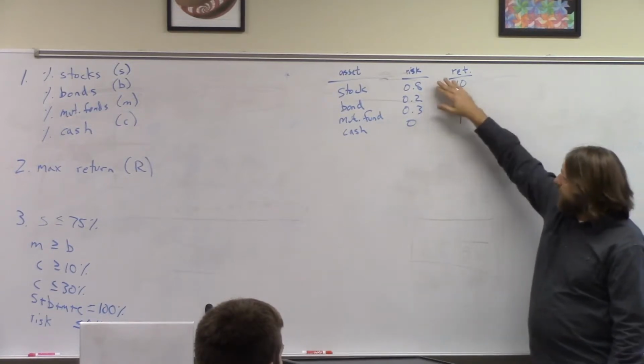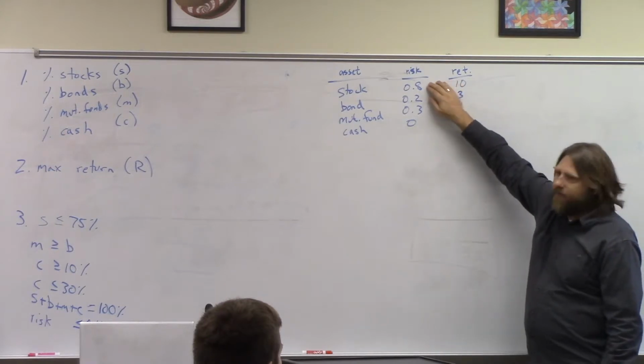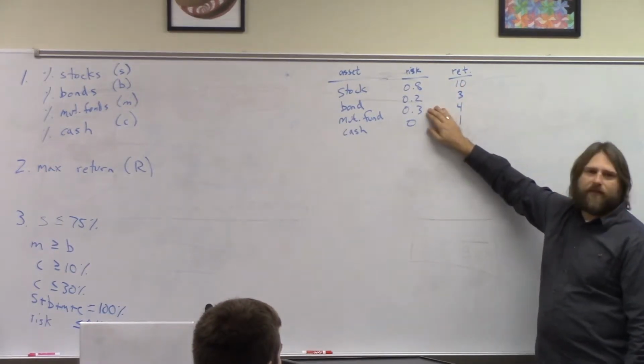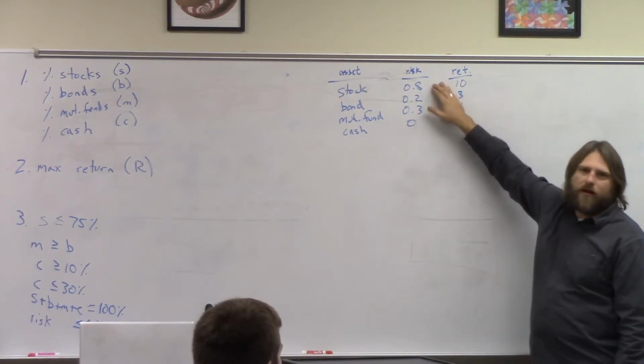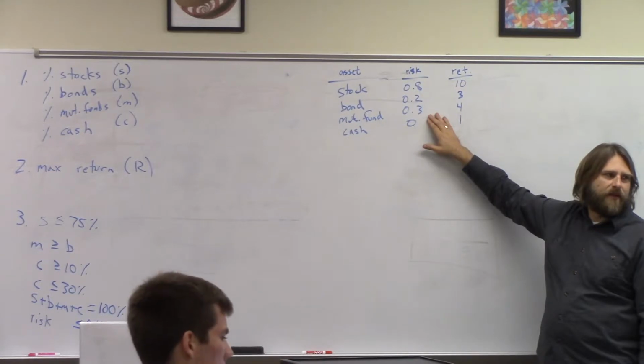5.5. Okay, you said 5.5. How did you get that? You do half of the risk came from the stock, and half of the risk came from the mutual fund. So 0.4 plus 0.15 for a total of 0.55.